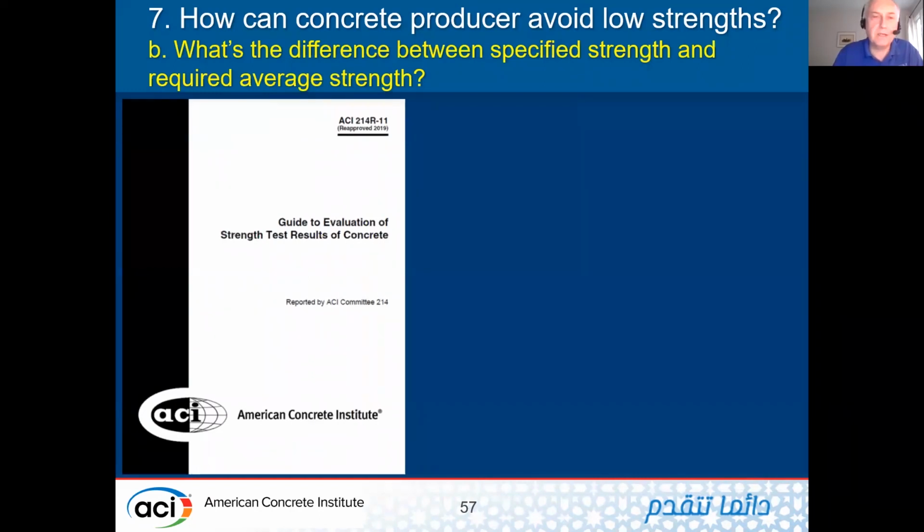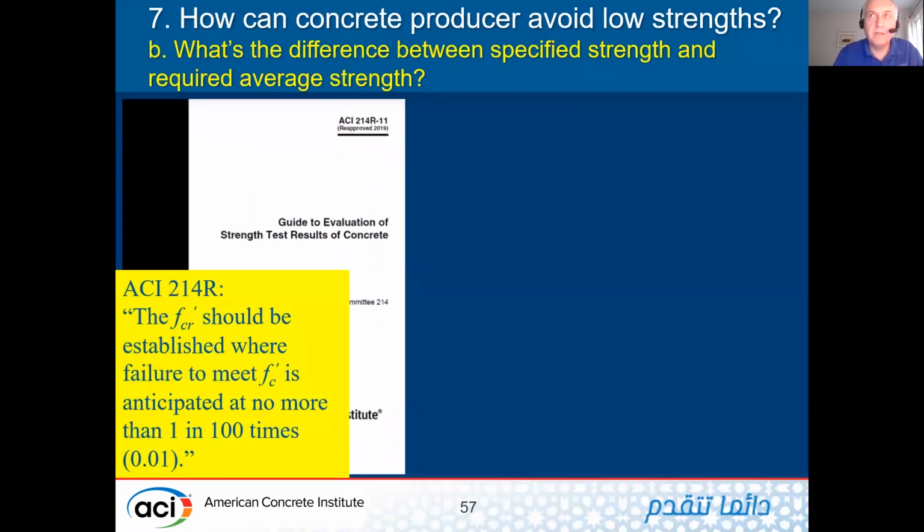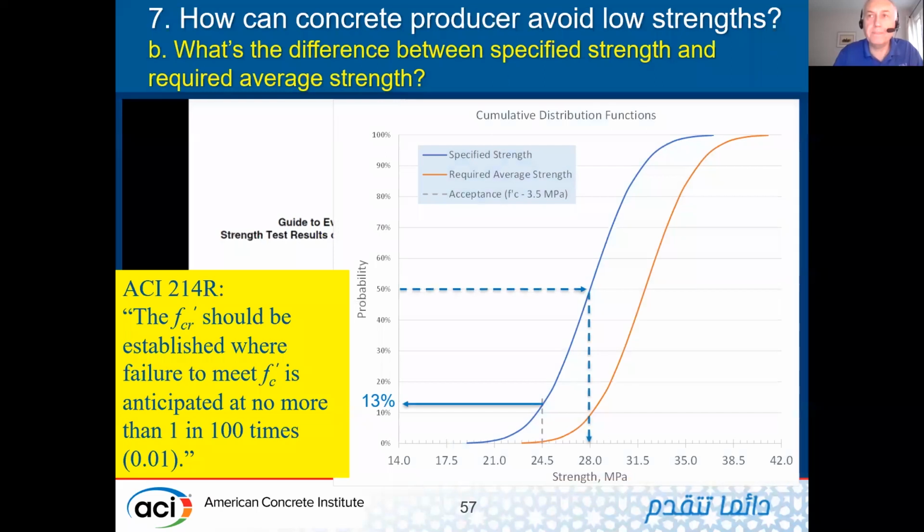That is defined in ACI 214R, which is Guide to Evaluation of Strength Test Results of Concrete. And in the document, you will find that the required average strength, represented by f'cr, should be established where the failure to meet the specified strength is anticipated at no more than 1 in 100 or 1%. So going back to our curve, it means we want to be at 1%, not at 13% from our example.